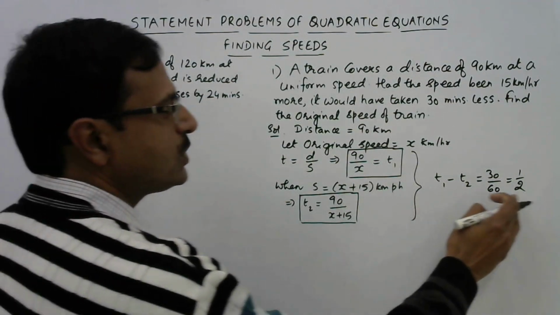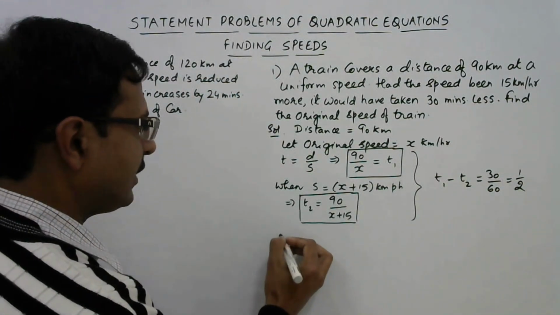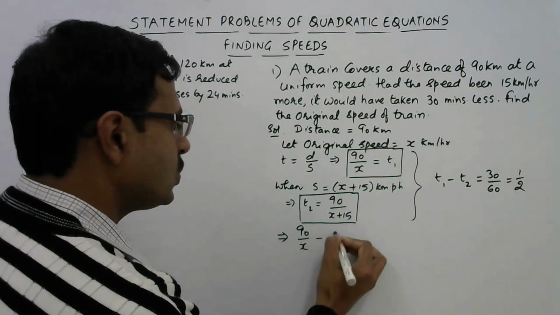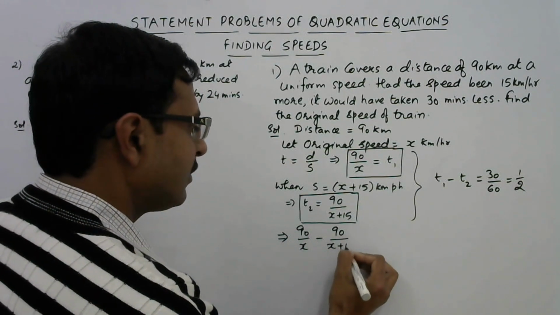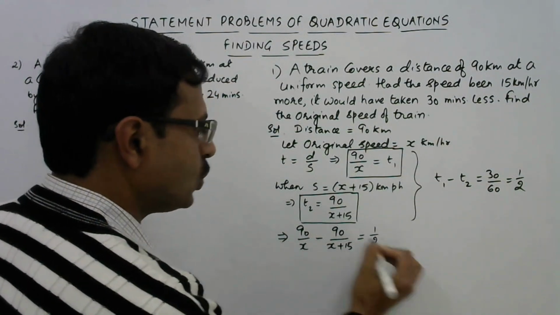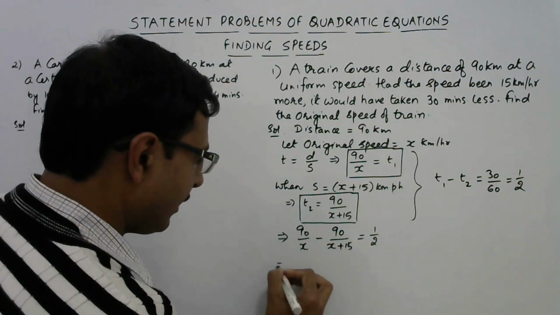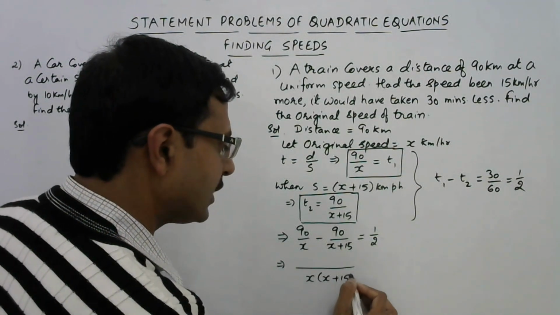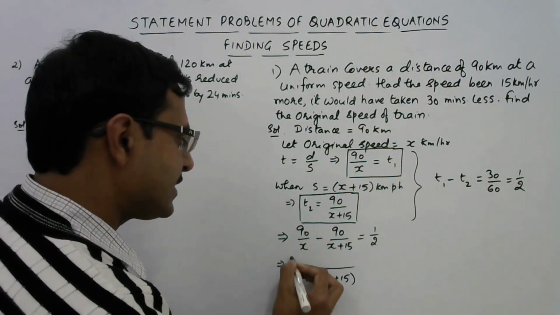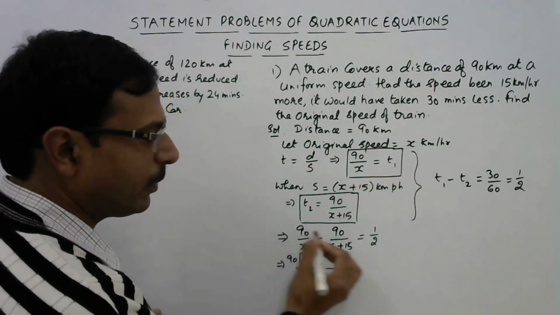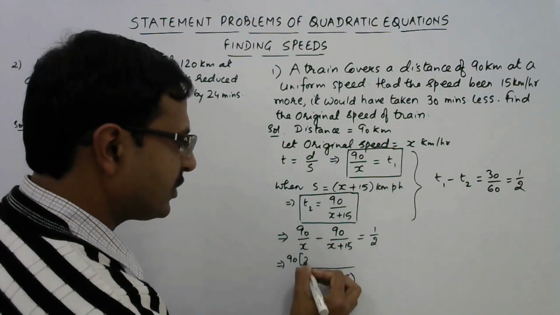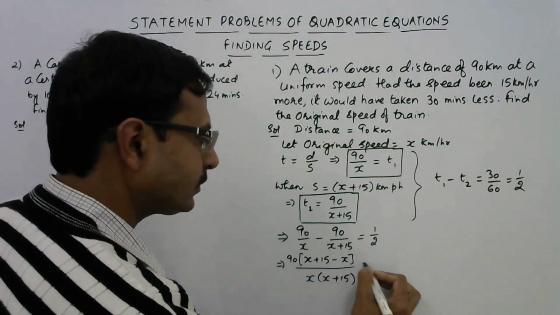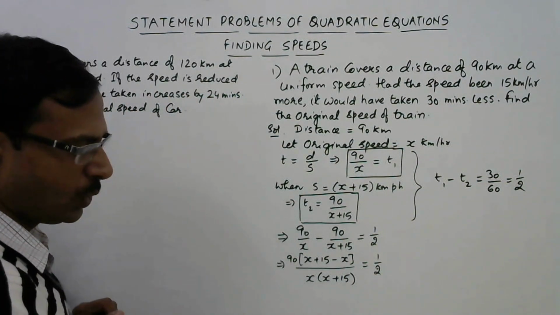Now T1 minus T2 is half, so let's frame the equation. T1 is 90 upon x minus T2 is 90 upon x plus 15 is equal to 1 by 2. Just take the LCM. I've already told you all these questions in equations reducible to quadratic form, how to solve these questions. So 90 times, since 90 is common, so 1 into x plus 15 is x plus 15 minus 90 is common, so x is equal to 1 by 2.